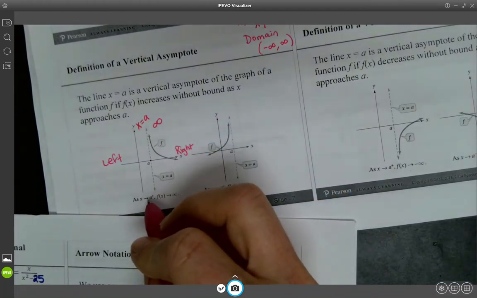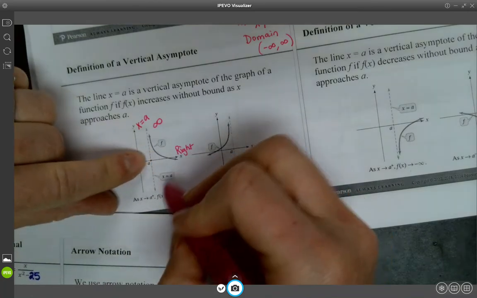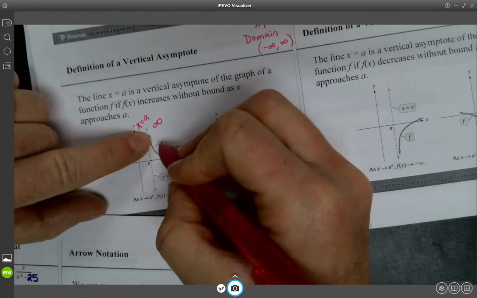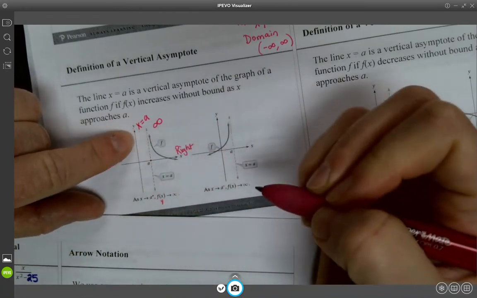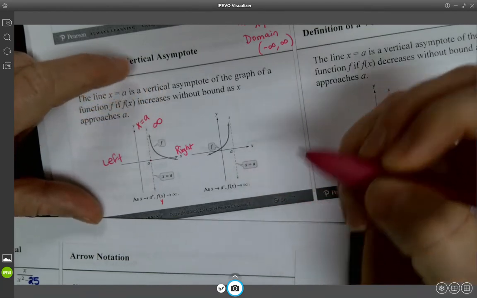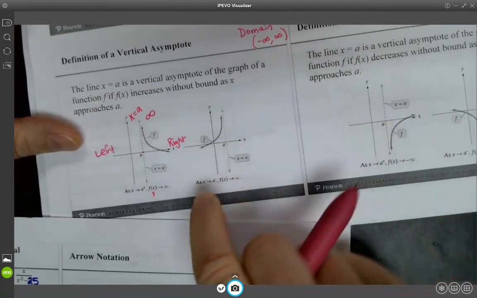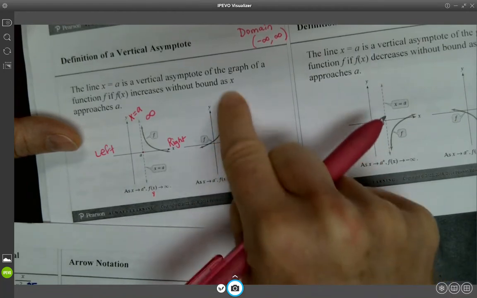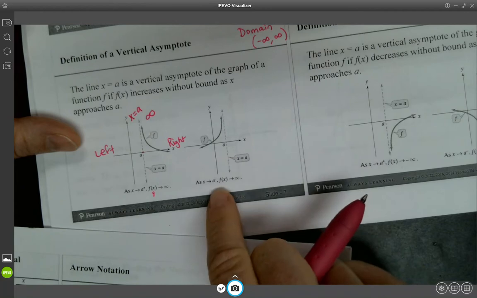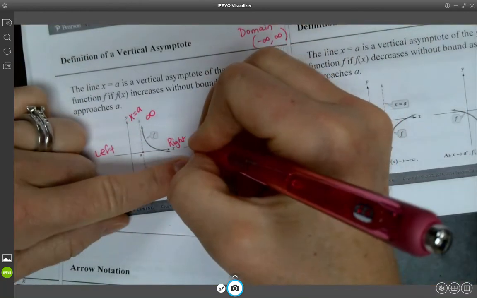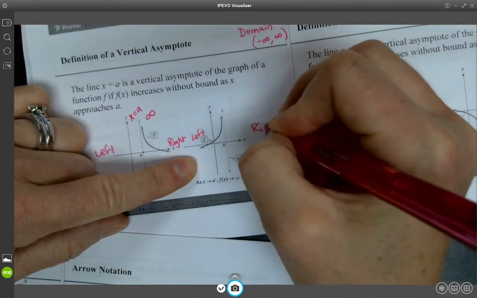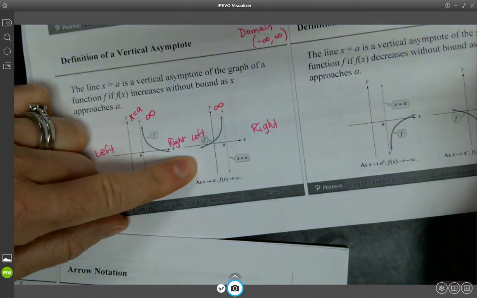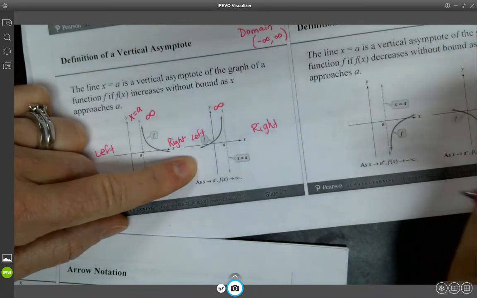So it says as x approaches a from the right side, so see how that says plus, from the right, f of x, which is the same thing as y, is going to infinity. So then let's look at this one. It says as x approaches a, so remember this is our line, our asymptote, x equals a. As it approaches it from the left, so this is left and right, as we are approaching from the left, it's also going to infinity. Y is going up to infinity.